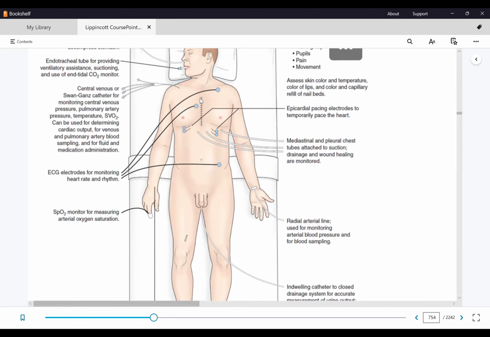Okay, you see the staples. The staples will just come out after 10 days. So they'll remove the 7-day or the 10-day dressing, and then they'll remove the staples.